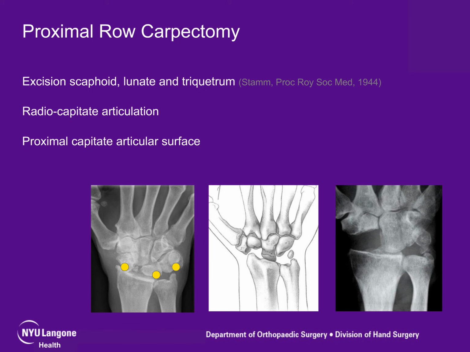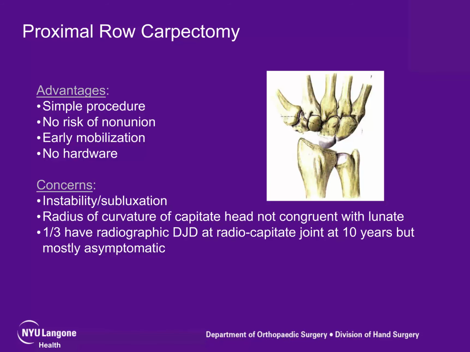So as early as 1944, Stamm reported his description of proximal row carpectomy, where the scaphoid, the lunate, and the triquetrum are all excised, and what you end up with is a radiocapitate articulation. And what this depends on is a well-preserved proximal capitate joint. It's a simple procedure. You don't worry about non-union because you're not trying to fuse anything. You can mobilize early, no hardware.